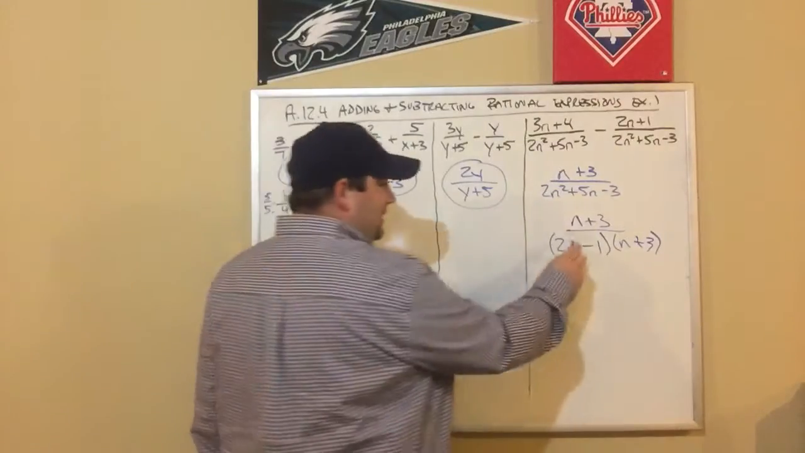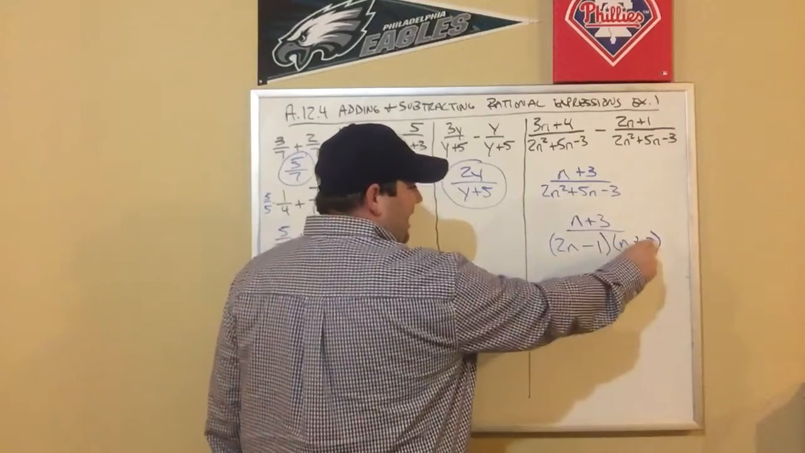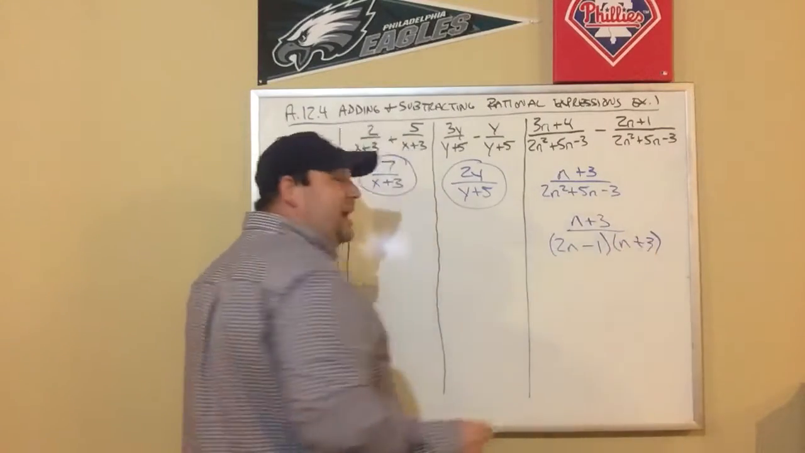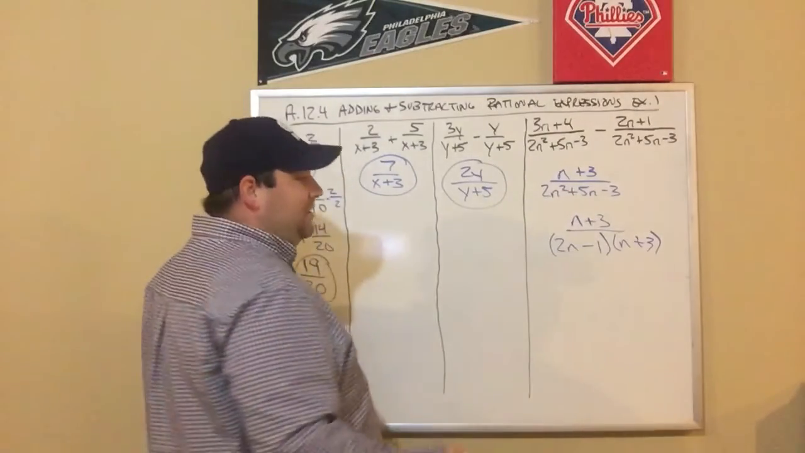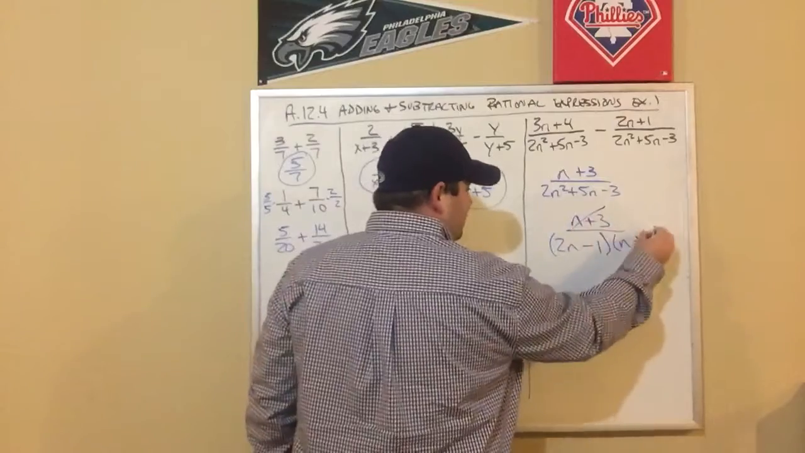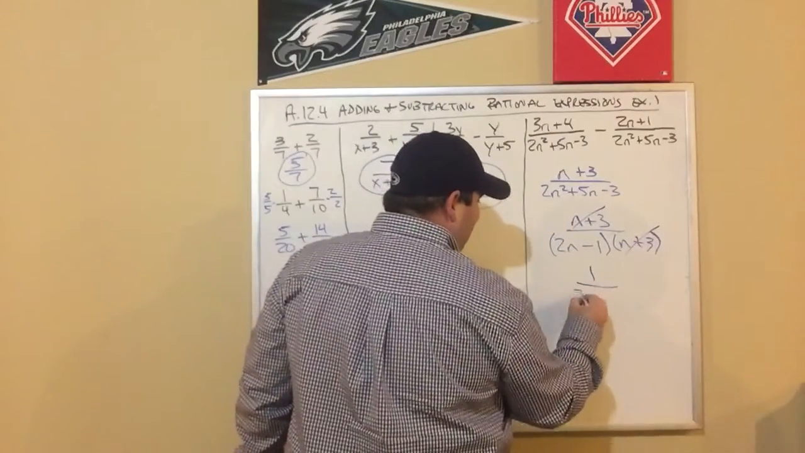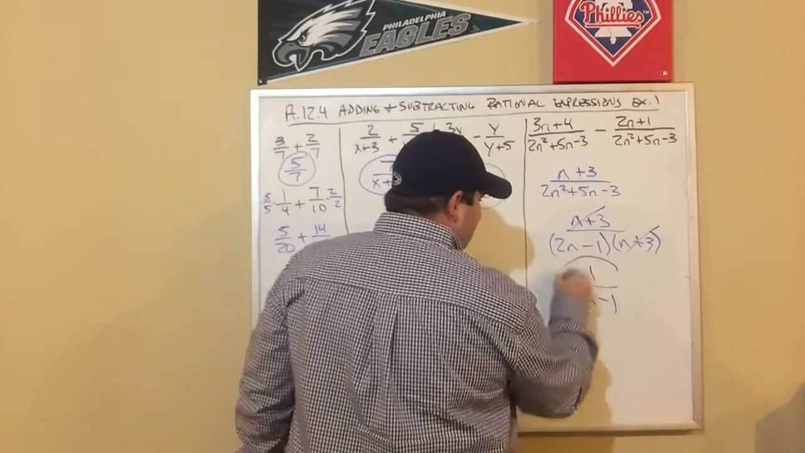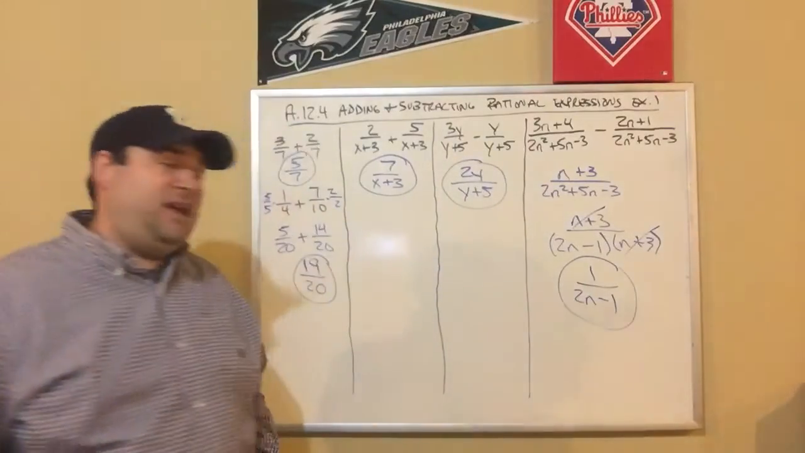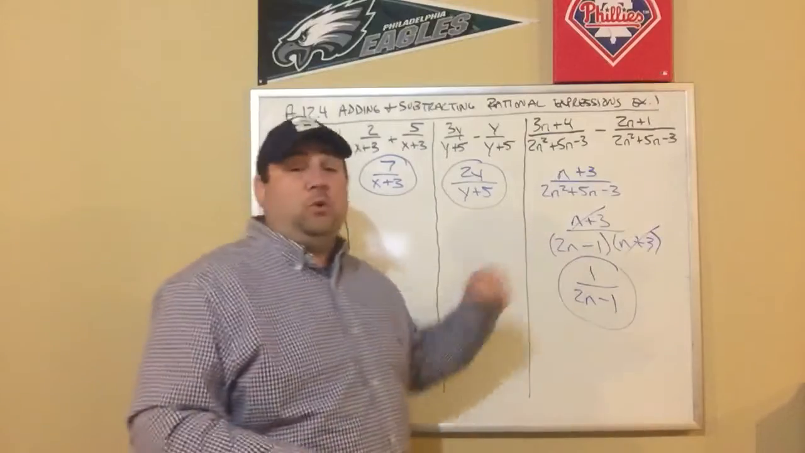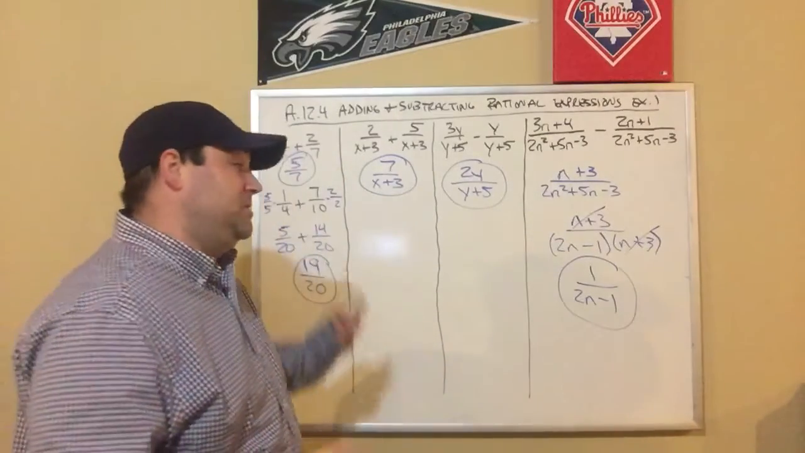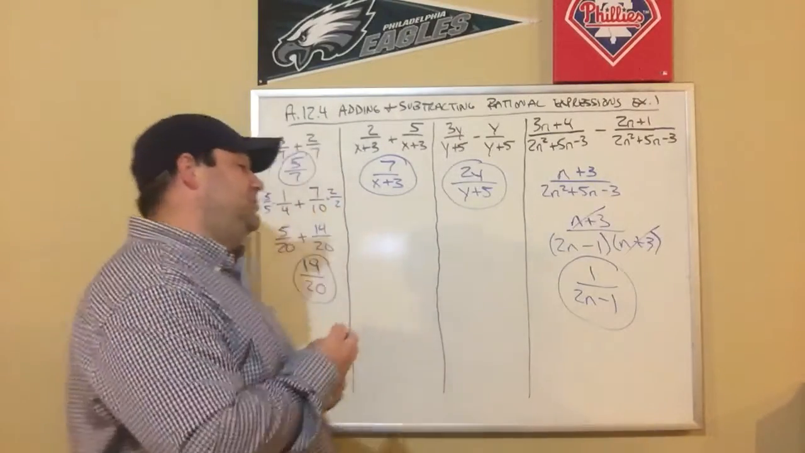If I double check this, my outer would be positive 6n. My inner would be negative 1n. 6 plus negative 1 is positive 5, so we're good. And now you can see I've got an n plus 3 and an n plus 3. So my final answer is 1 over 2n minus 1. Whenever you have everything cancel out on top like that, you just put a 1 as the numerator. Everything's gone. There's going to be a 1 there. So our answer is 1 over 2n minus 1.